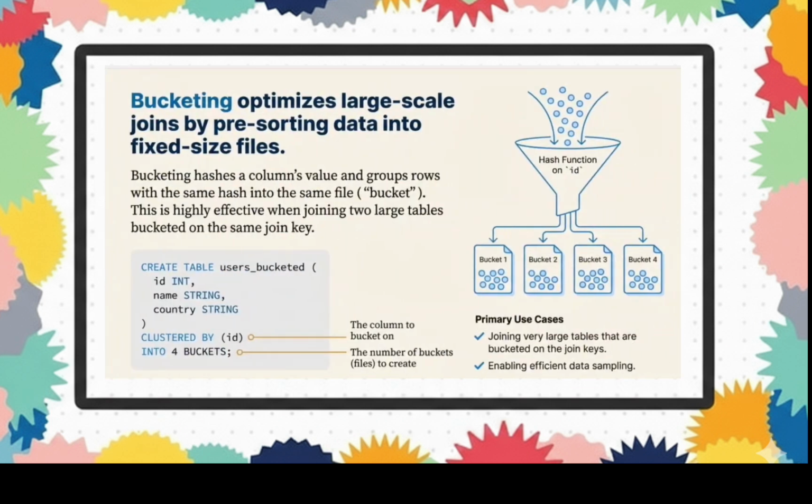Now, sometimes dividing data into folders is not enough. So data is further divided into fixed parts. This method helps Hive work faster. When very large tables are joined together, this will be the best thing. That is nothing but bucketing.